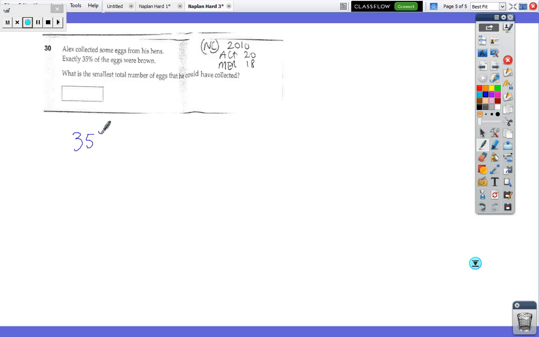Okay, so 35% is 35 over 100, and that cancels down to 7 over 20. So the smallest number of eggs that could be collected is 20 eggs. We can't collect fewer than 20 because if we say, for instance, we collected 10, then that would have to be 3.5, and you can't have 3.5 eggs. So it had to be 7 eggs that were brown out of 20.